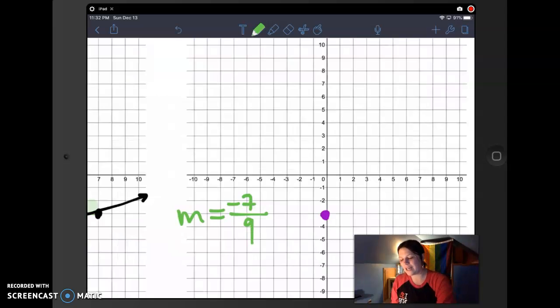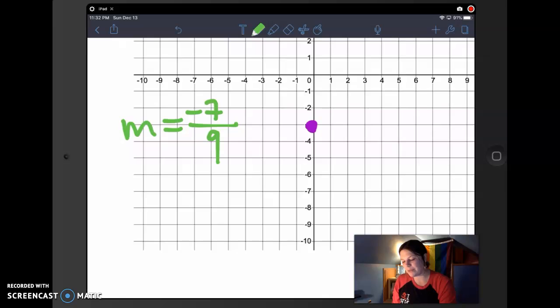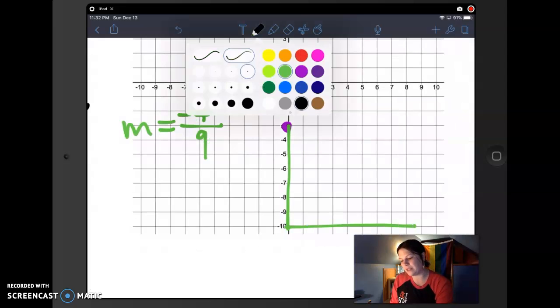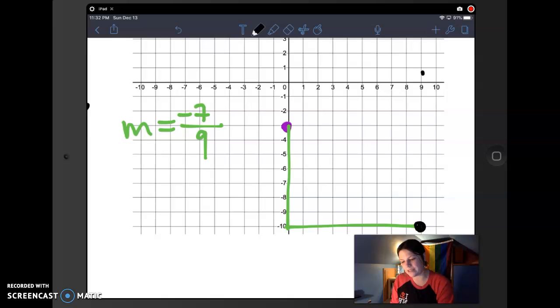So now I am at -3. I'm going to go down to -10. That's 7. Remember, 3 to 10, the difference is 7. And then 9 is my run, so I'm going to go out 9. Now, again, this point here lines up with the 9 on the x-axis, so it's a real easy way to make sure that you counted correctly. If you're ever unsure if you counted correctly, you should go through and use that counting strategy to double check.